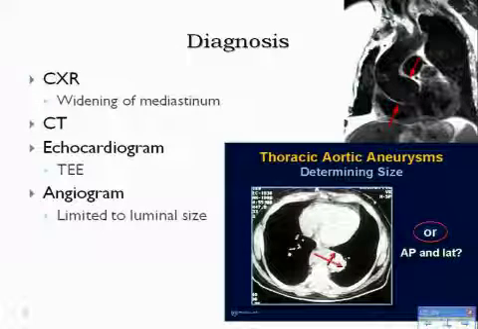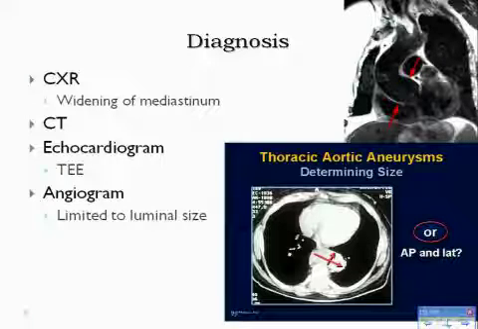Echocardiogram is another thing to consider, especially TEE. TEE is very nice for seeing ascending aorta and descending aortic aneurysms, but it has a hard time seeing aneurysms inside the actual arch. The reason is that the arch is right next to the trachea, and the trachea gets in the way of the echo, so you can't pick up the extension into the aortic arch very well.